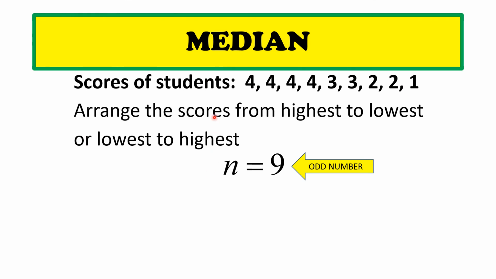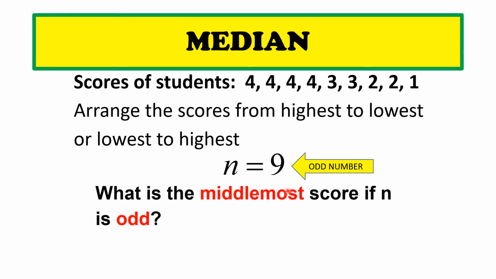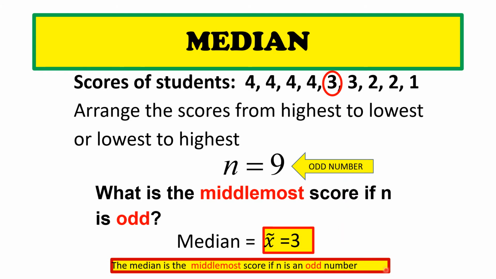Next, the median. First, arrange the scores from highest to lowest or lowest to highest. So our n is 9 and n is an odd number. What is the middlemost score if n is odd? Our middlemost score is 3. So our median is the number 3. The median is the middlemost score if n is an odd number.